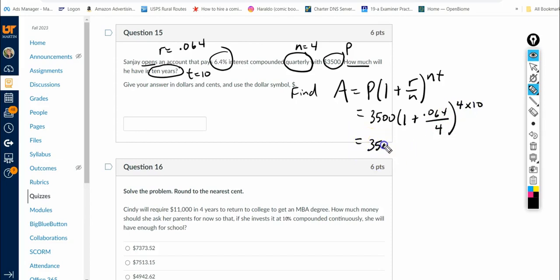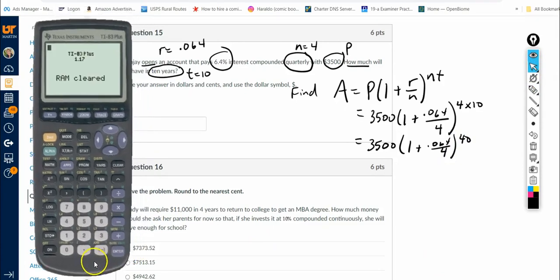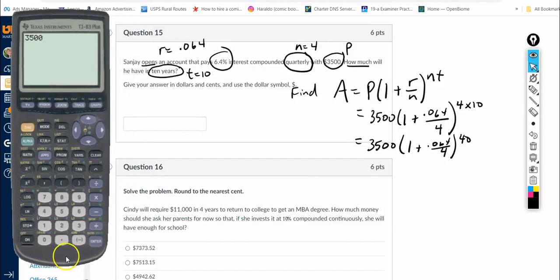So I'm going to put this in my calculator all in one go. And 4 times 10 is 40, so I'm going to put 40 in my calculator. Okay. Let's get my calculator up here. So I want 3,500, and then times, so parentheses, 1 plus 0.064 divided by 4, all to the 40th power.